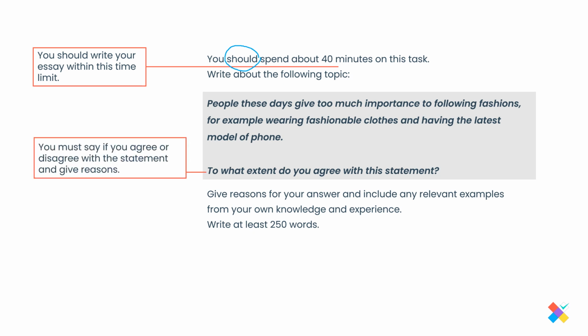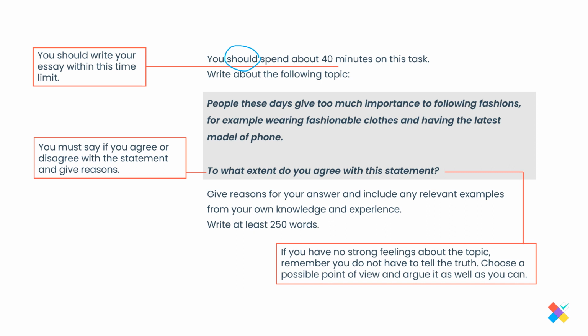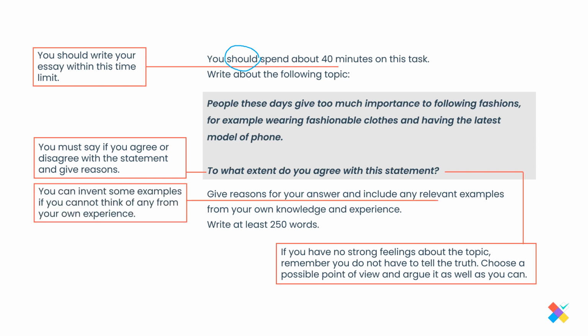Okay, so first of all, you must say if you agree or disagree with the statement. You can agree totally, you can disagree totally, or you can sit on the fence, which means you can both agree and disagree. Then, what's also very important, you have to give reasons for your answers. And if you have no strong feelings about the topic, remember you don't have to tell the truth. Choose a possible point of view and argue it as well as you can. All right. And you can also invent some examples if you cannot think of your own.